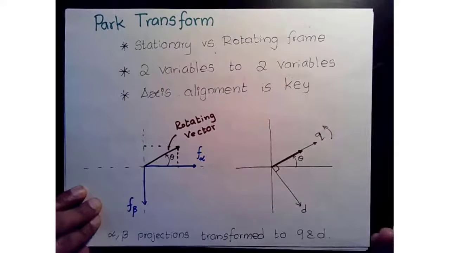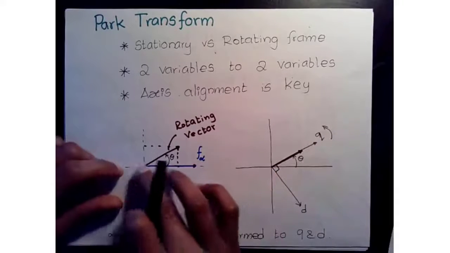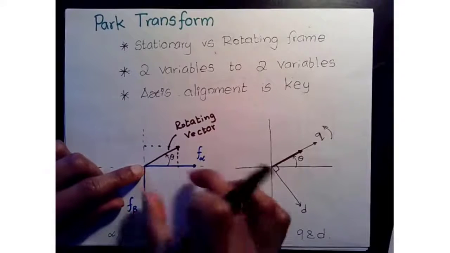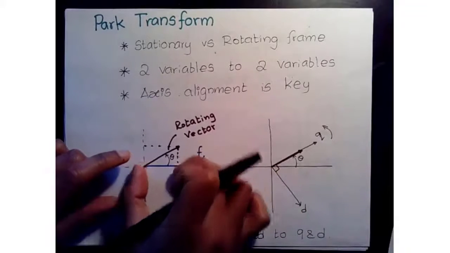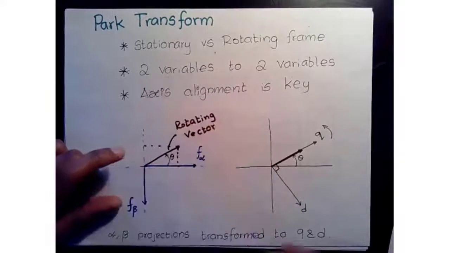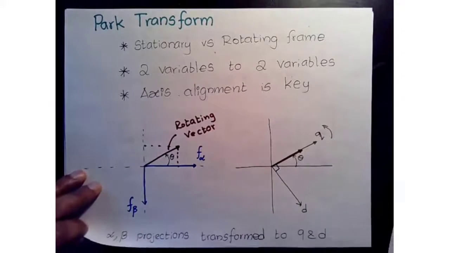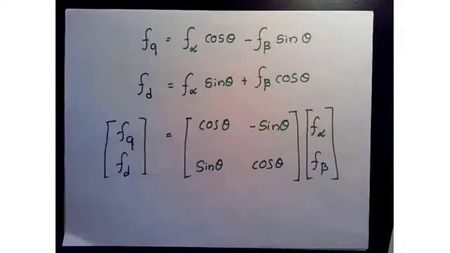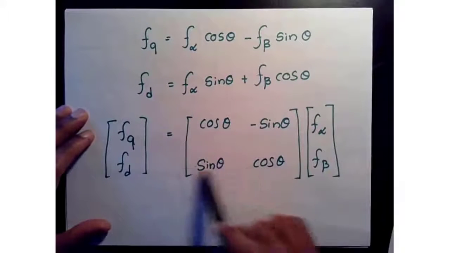So alpha beta projections transform to QD. What we'll do is we look at the alpha beta projections of the vector, and then we take those projections along with our rotating vector. Okay, so that is what we call the Park transform. It's a very simple transform, a frame transform relationship.